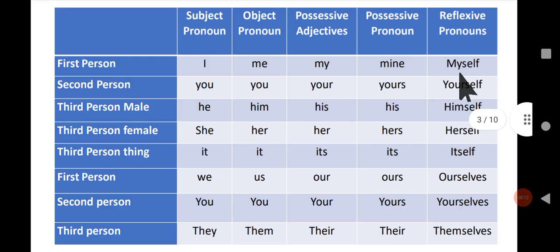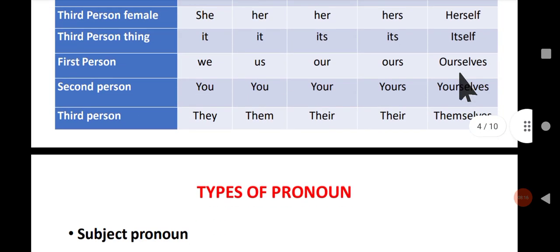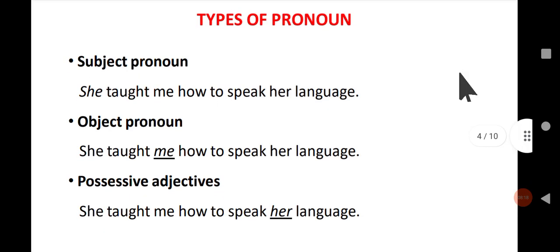This is the table which you again have as the classification of all personal pronouns. Next, types of pronouns. These are more examples to the above table. So she taught me how to speak her language. What is the subject pronoun here? Who is doing the action here? She is called the subject pronoun.